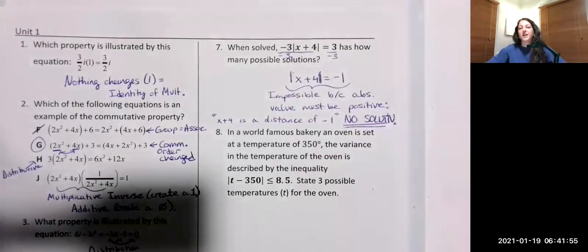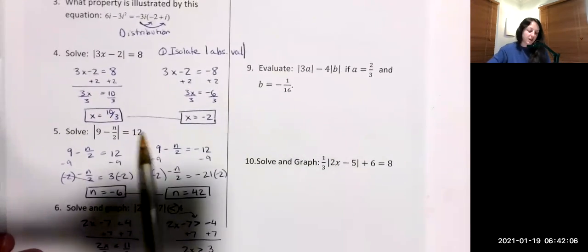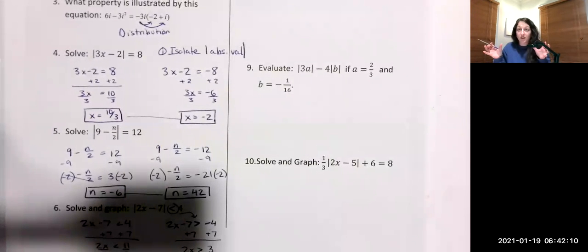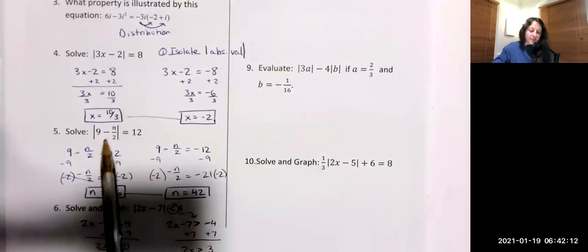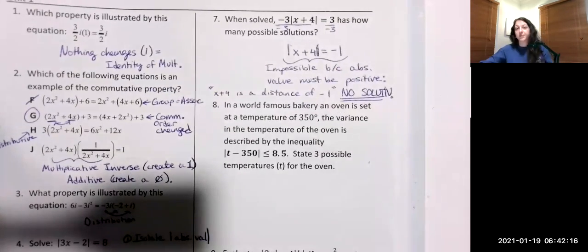Because the absolute value is set equal to a negative number, that is impossible. Look at the previous examples, equal to a positive number, equal to a positive number, that was good. That distance was 8, that distance was 12. This distance is -1 and that is impossible. So I'm going to go ahead and stop this recording here and I will pick back up with the last 3 problems in the next video.